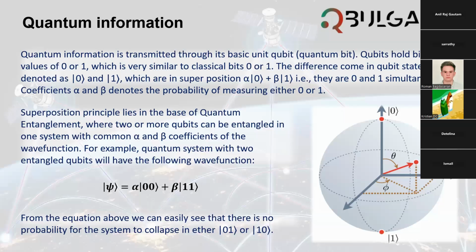But the superposition principle lies at the base of quantum entanglement, where two or more qubits can be entangled in one system with common alpha and beta coefficients of the wave function. For example, a quantum system with two entangled qubits can have the following wave function. This is one of the possible entangled wave functions. We can see that we have probability only for both qubits to be 0 or both qubits to be 1. There is no probability for, for example, 0, 1 or 1, 0, which means that they are synchronized and they will always be with the same measured value if we try to measure them both.